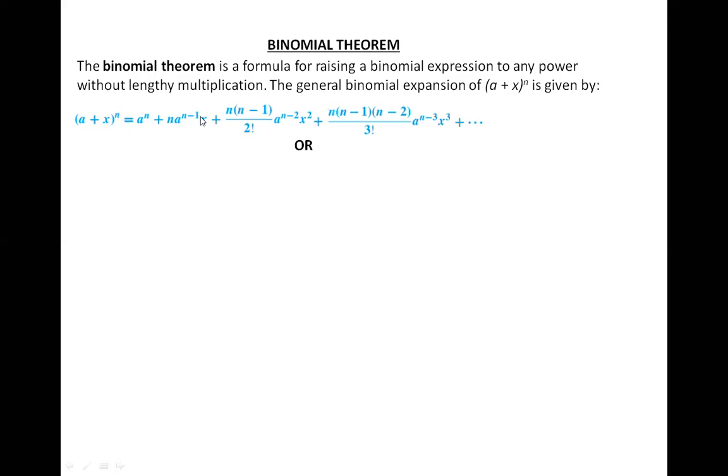n minus 1. Remember what we said from the previous lesson, or from the previous example that we had? We said the power of n keeps on reducing until it reaches 0. So the power of a keeps on reducing, and then the power of x keeps on increasing. So don't look at this to be something difficult to master. No, it's straightforward. You just need to know that the power of a will be reducing, and then the power of x will be increasing, like that. So this is what is happening.